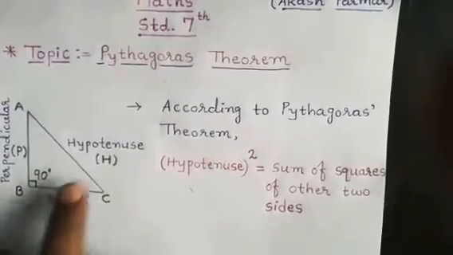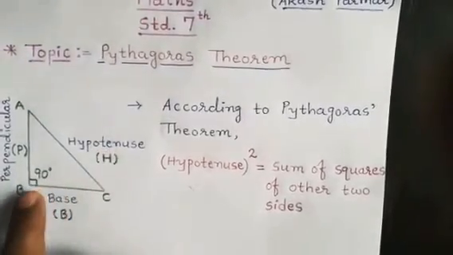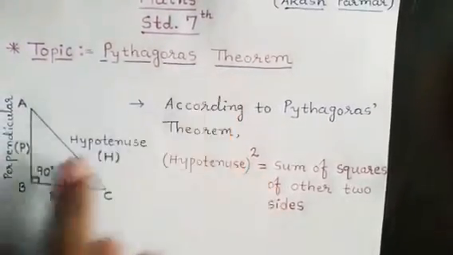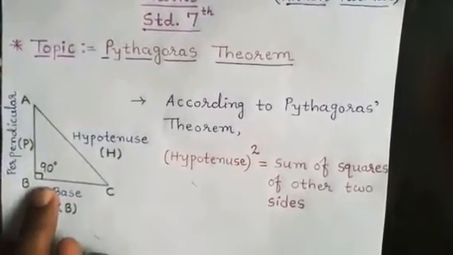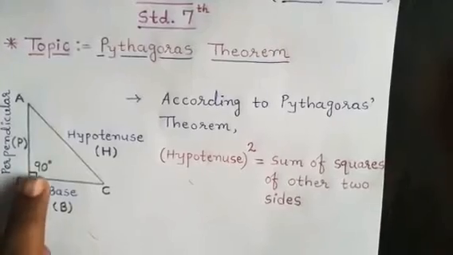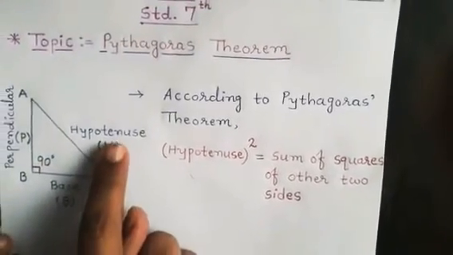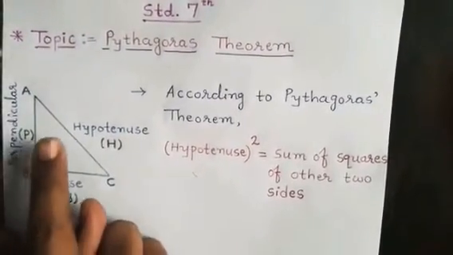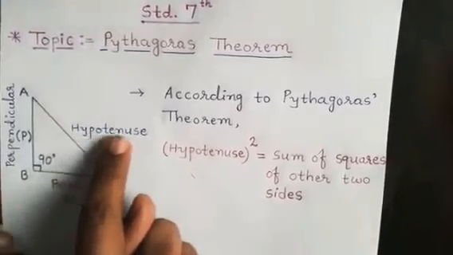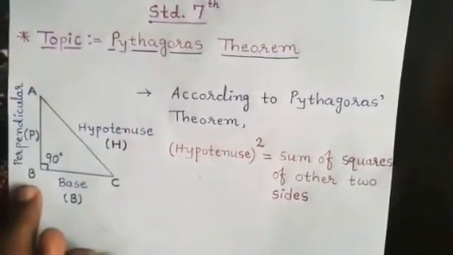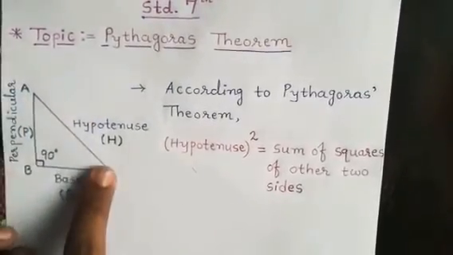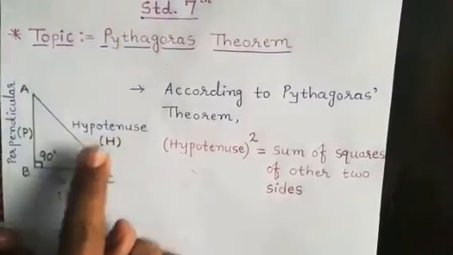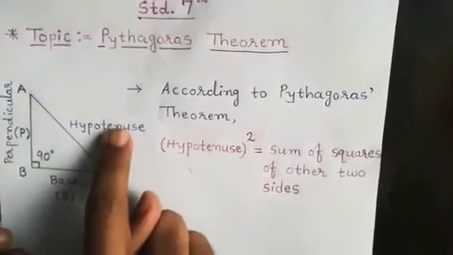Now first let me tell you what is hypotenuse. Always Pythagoras theorem is applied to a right angle triangle. What is a right angle triangle? A right angle triangle is a triangle in which one angle is 90 degree. So now if we discuss hypotenuse, the side that is opposite to 90 degree is called hypotenuse. As you can see here, angle B is 90 degree, so its opposite side is side AC, which is called hypotenuse. So in this triangle, side AC is hypotenuse.